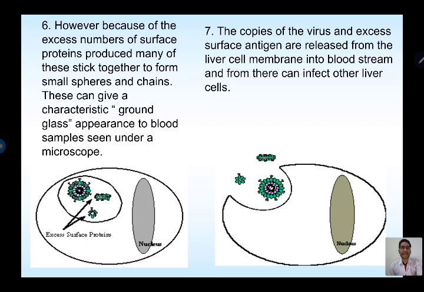However, because of the excess number of surface proteins produced, many of these stick together and form small spherical and chain-like particles. These can give a characteristic ground glass appearance to a blood sample seen under the microscope. The copies of the virus and excess surface antigen are released from the liver cell membrane into the bloodstream, and from there can infect other liver cells.